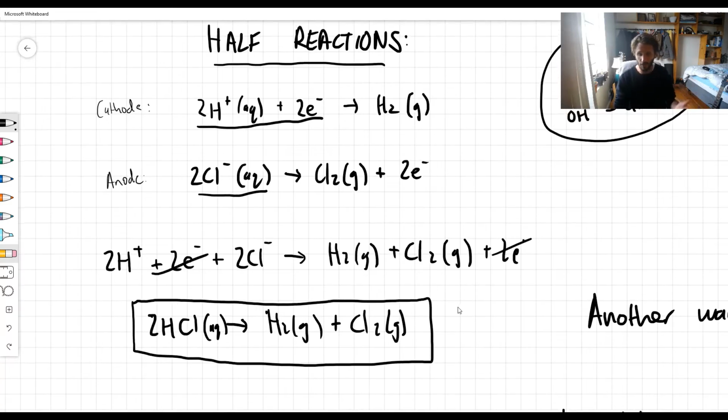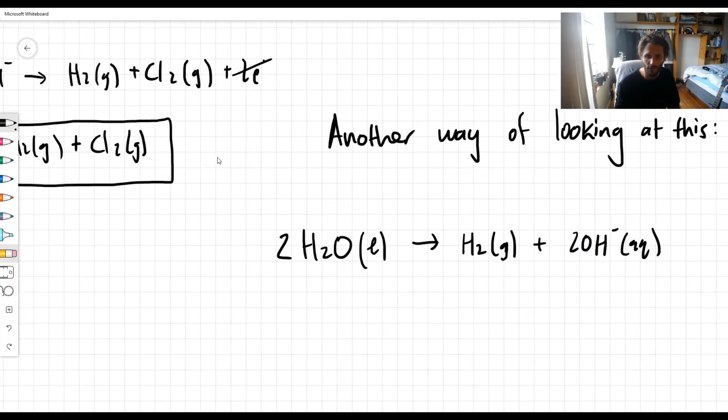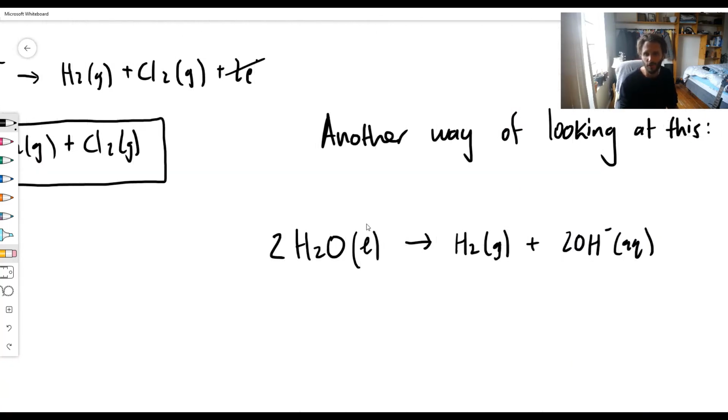So this is aqueous. So we can look at water. This is just another way of looking at water ionizing.